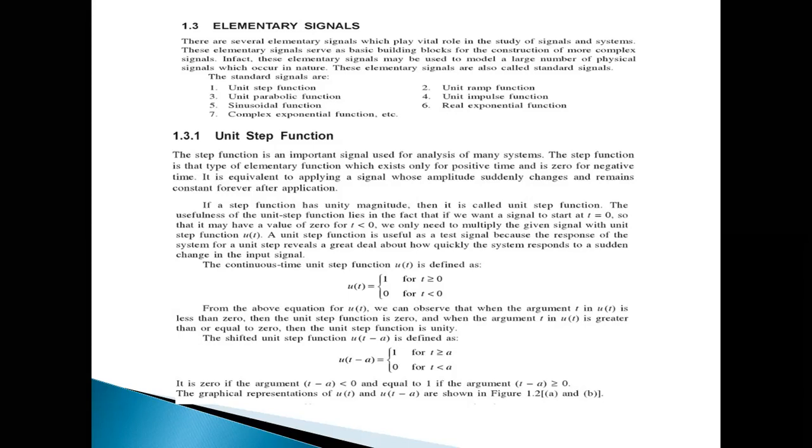So for continuous time, the unit step function u(t) in mathematical expression is: u(t) = 1 for t greater than or equal to 0, and 0 for t less than 0. And u(t) is the signal.